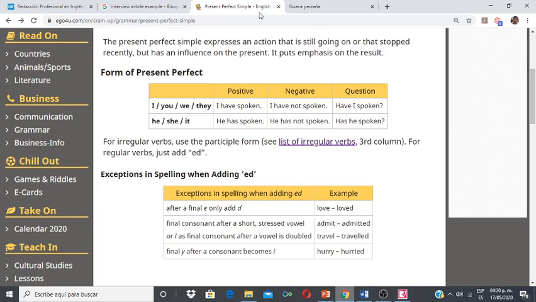Well, in the conjugation, the present perfect uses the auxiliary have plus the past participle form of a verb. It means the third form of the verbs. If the subject is I, you, we, and they, we have to use have in positive form, have not or haven't in negative form, and in a yes-no question we move have to the beginning of the question. If the subject is he, she, or it, we use the singular form has plus the past participle of the verb. In positive form has, negative form has not or hasn't, and in a yes-no question we move the auxiliary to the beginning.